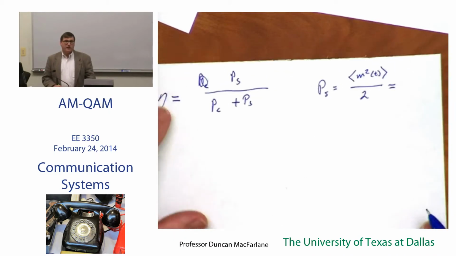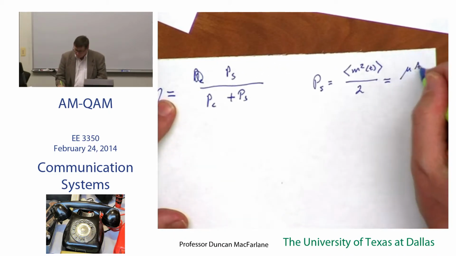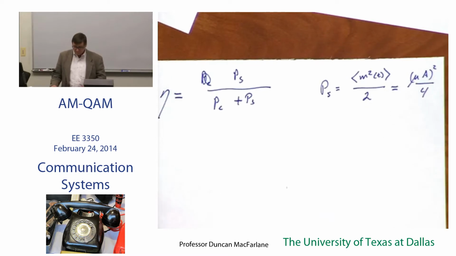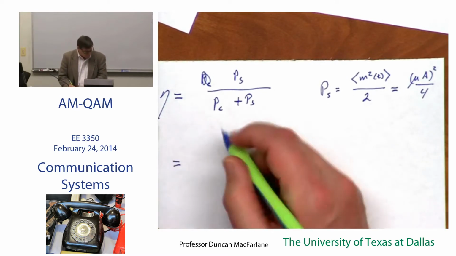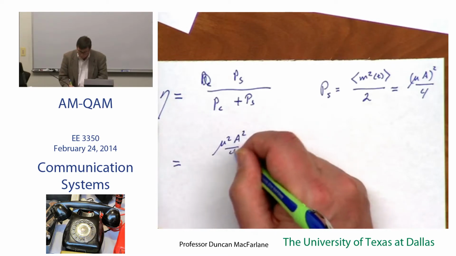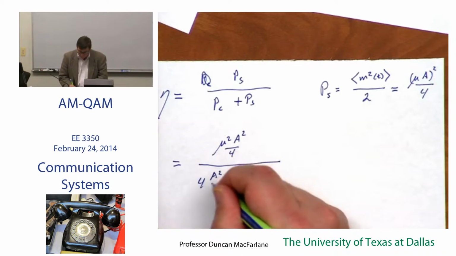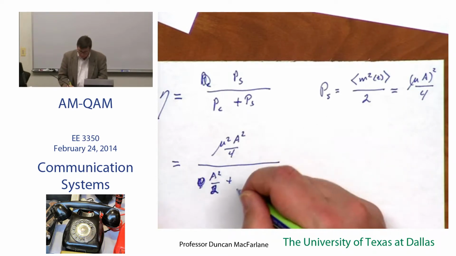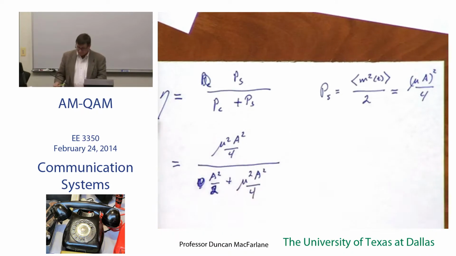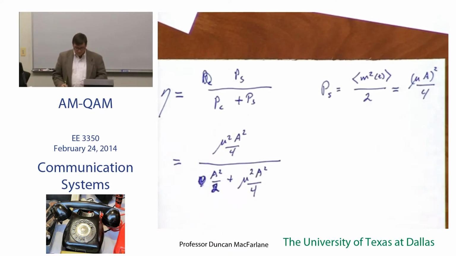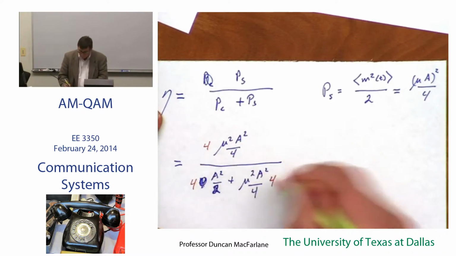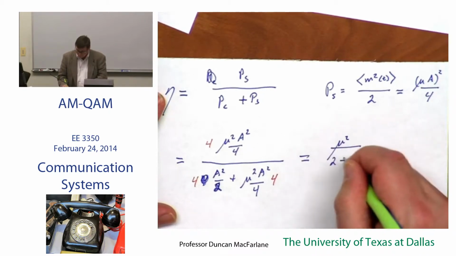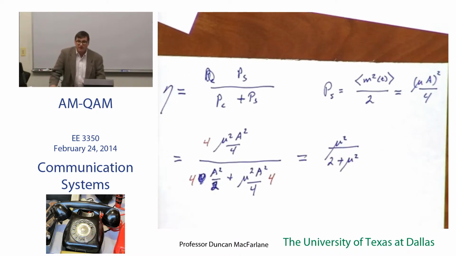Because the power in the sidebands is a nice harmonic, that's going to be equal to mu A quantity squared over 2 times 2, which is 4. So if I plug this into my formula, I've got mu squared A squared over 4 divided by 4 times A squared over 4... 2. A squared over 2. That's what we had before, sorry. Mu squared A squared over 4. Now if I multiply top and bottom by 4, I get a relatively simple answer for the efficiency of my signal.